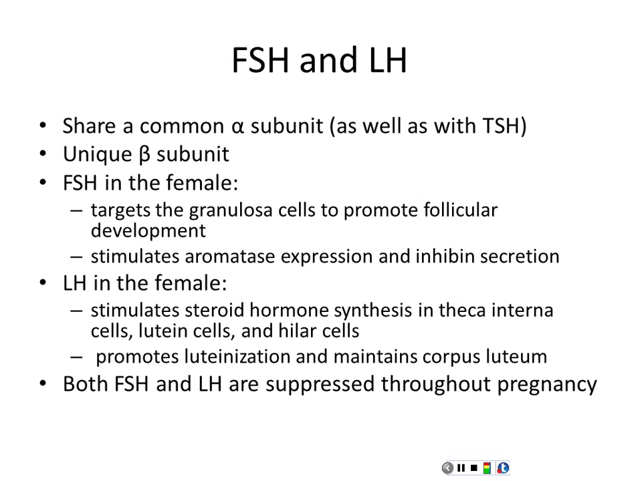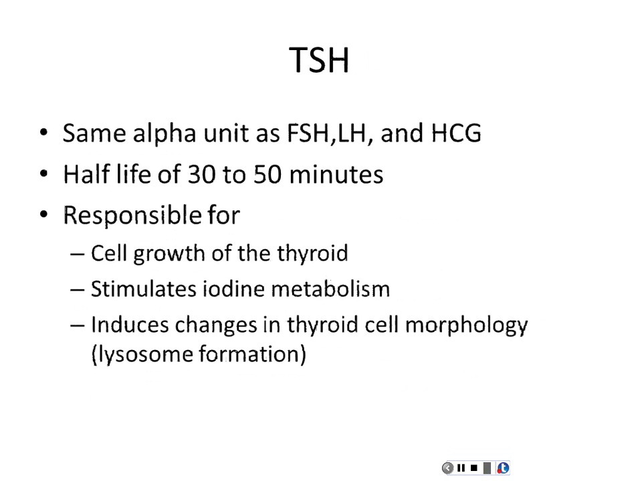So FSH and LH share a common alpha subunit, as does TSH, and each has a unique beta subunit. FSH in the female targets the granulosa cells to promote follicular development, and that stimulates aromatase expression and inhibin secretion. LH in the female stimulates steroid hormone synthesis in the theca and granulosa lutein cells and the hilar cells, and that promotes luteinization and maintains the corpus luteum. Both FSH and LH are suppressed during pregnancy.